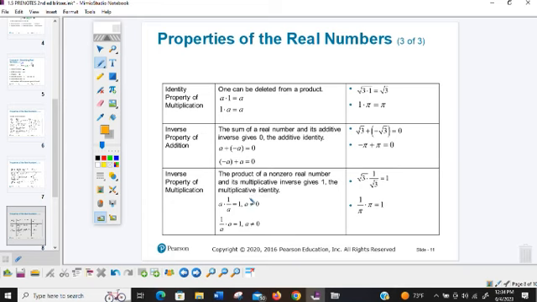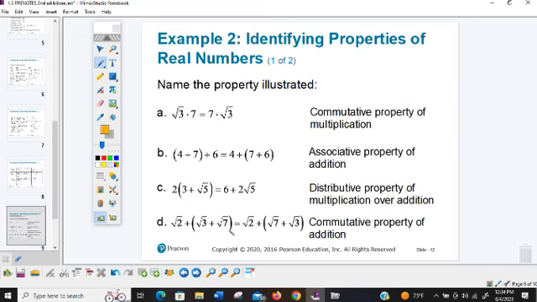The inverse property for multiplication means you're going to multiply by the reciprocal. So a times 1 over a equals 1. 1 over pi times pi equals 1. So let's look at these and identify them.